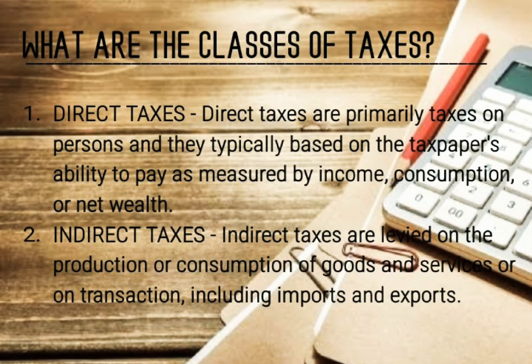In taxation, there are also types of classes. The first one is direct taxes. Direct taxes are primarily taxes on persons and they are typically based on the taxpayer's ability to pay as measured by income, consumption, or net wealth. So that means direct tax is money that is often paid by an authorized body or person, or what we call an individual.